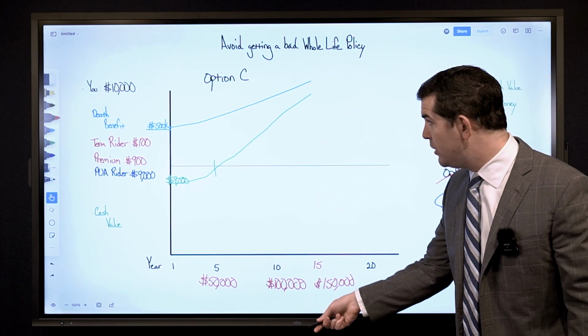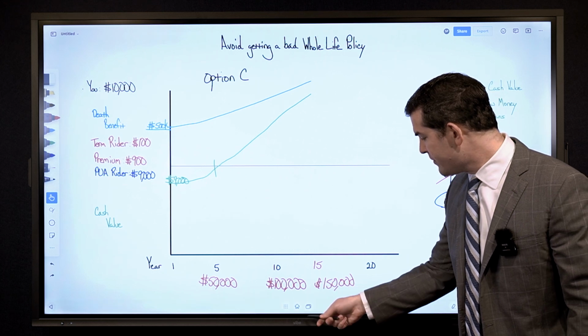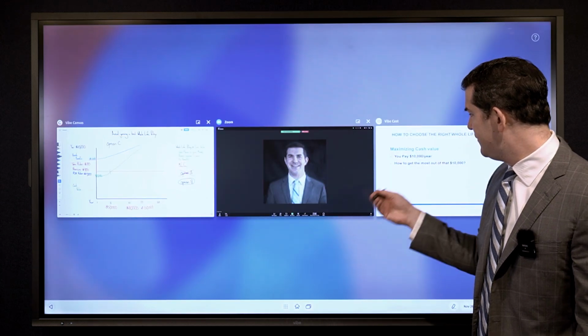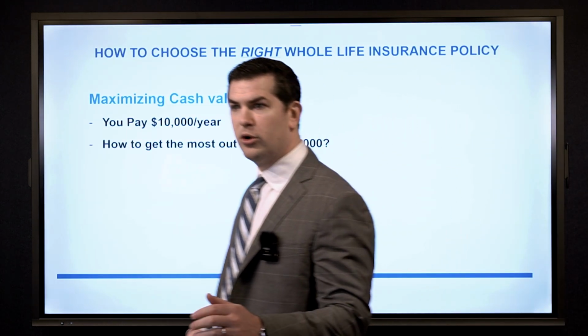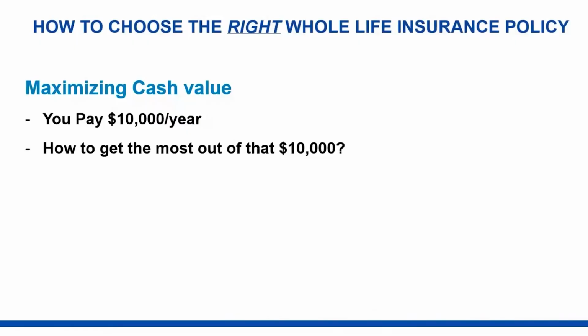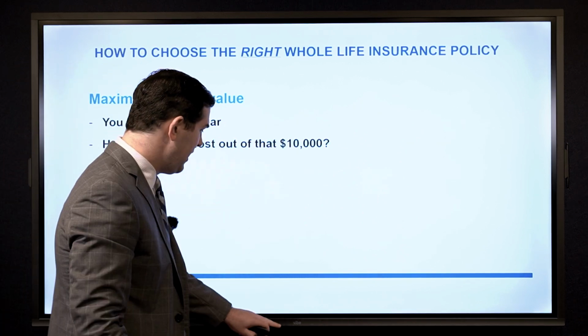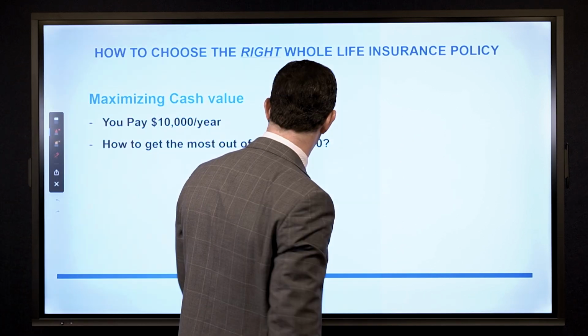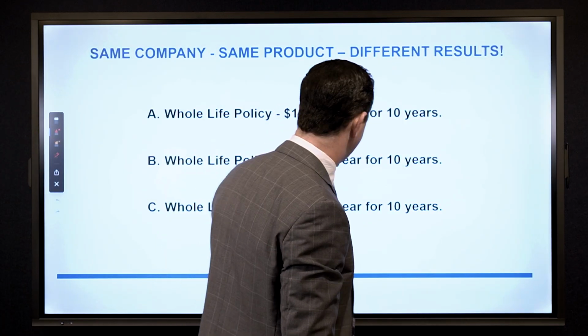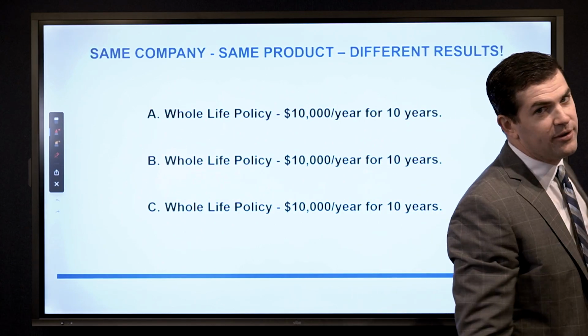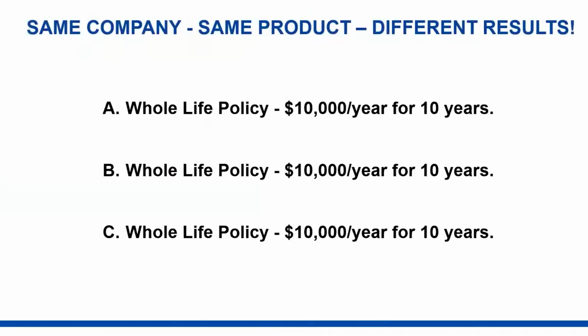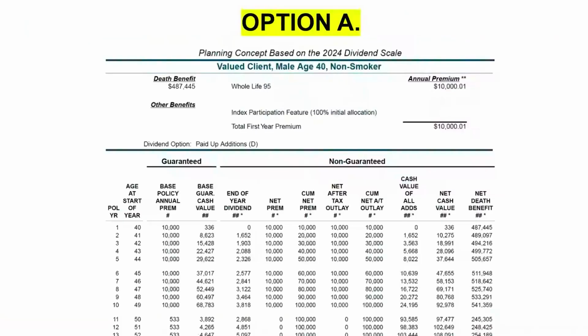So let's walk through an exercise and look at some actual numbers here with the life insurance illustration. And we're going to look at the same exact thing we just talked about. So we're going to maximize cash value. We're going to assume you pay $10,000 per year. And how can you get the most out of that $10,000 per year? Let's have some fun. So you've got options A, B, and C, all $10K per year, all with the same life insurance company.